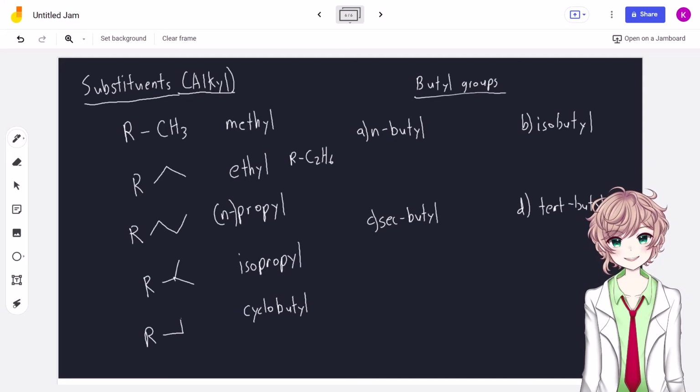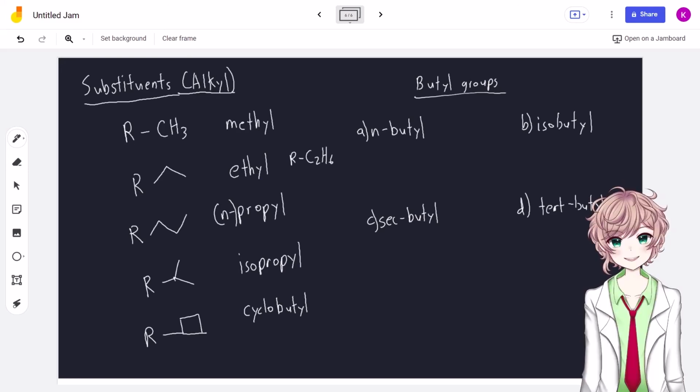Oh wait, okay, here we go. That looks ugly, but yeah, you see what I mean. 1, 2, 3, 4, butyl, and it's closed, so it's a cyclobutyl substituent. So for butyl groups, there are actually 4 different forms of it, and it gets quite complicated. So let's just go over them one by one.